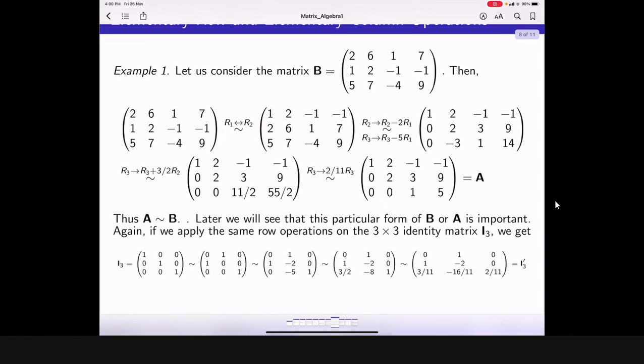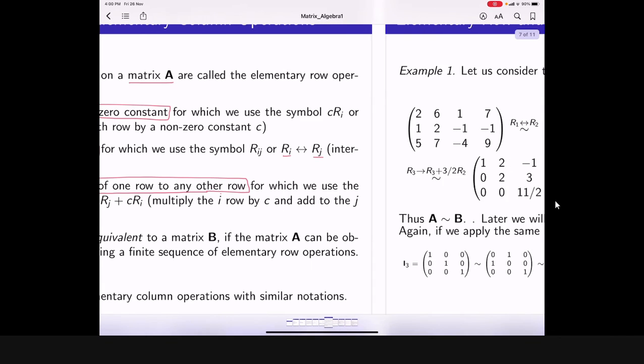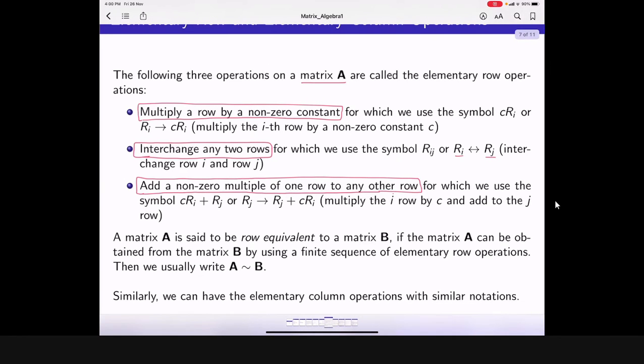Sir, I have a doubt. Yes, go on. Sir, why are these called elementary operations? Are there any kind of advanced operations? Or is there any logic behind calling them elementary? Because these are the most basic operations that you can perform.